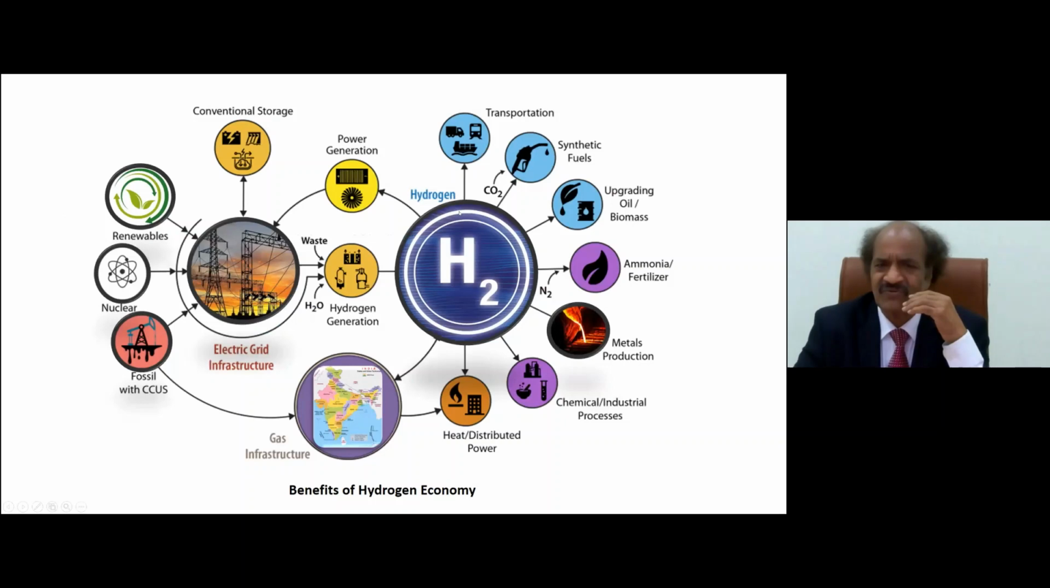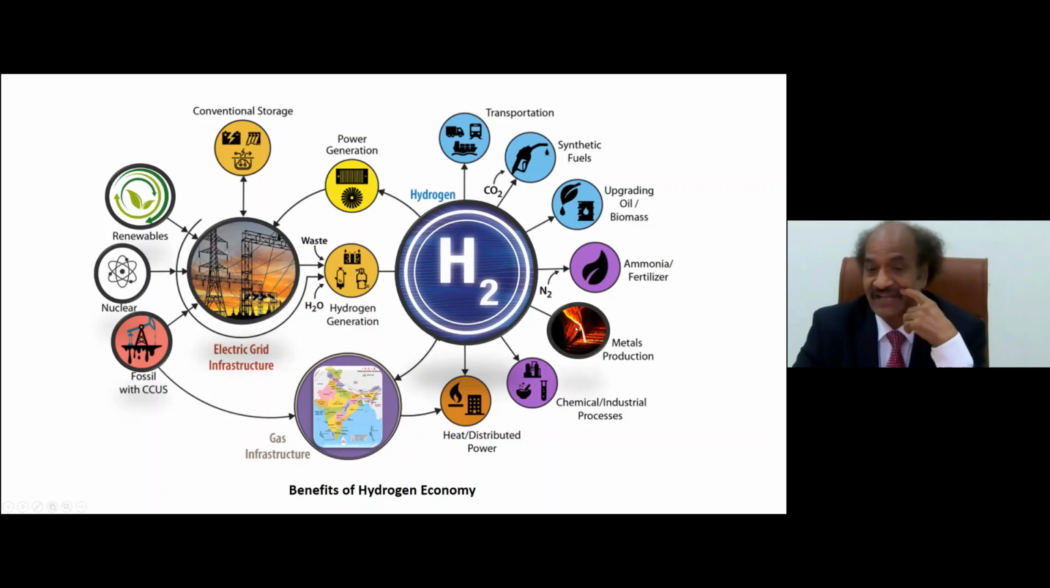When you have hydrogen, you may have big transport, or you make synthetic fuels. Carbon dioxide we can convert to methane, ethane and many other things. That can go to petrol and diesel, or you can upgrade the oil or do biomass hydrogenation. You have green ammonia, which is an energy source, so the fertilizer industry will benefit. Then metal production, including steel and nickel.